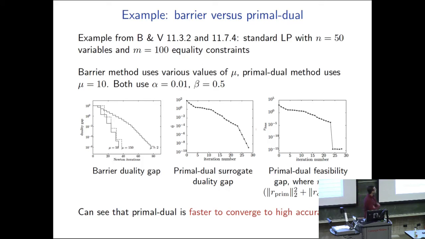And here was the Barrier method, by the way, over a bunch of different values for mu. Okay, and I don't know if you can see, it's maybe a bit small. When mu is 2, the Barrier method took a total of 80 iterations to decrease the LP criterion to a suitable duality gap, which was about 10 to the minus 4. When mu was 50, it took about 30 iterations. And when mu was 150, it took about 40 iterations.